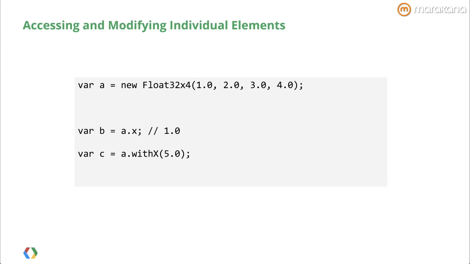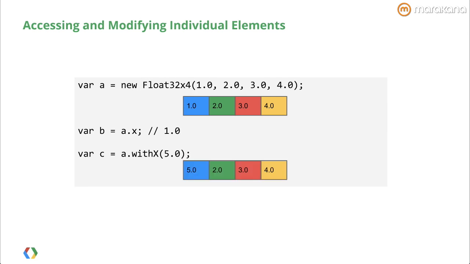So how do you access these individual lanes and modify and mutate their values? Here we've constructed again our go-to vector, which is just 1, 2, 3, 4. And if we want to look at the lanes, we can just call a.x. That's just a nice accessor for each lane: .x, .y, .z, .w. But if we want to change one of the lanes, the values in the lane, we call a method on a called withX or withY or withZ and pass in the value.